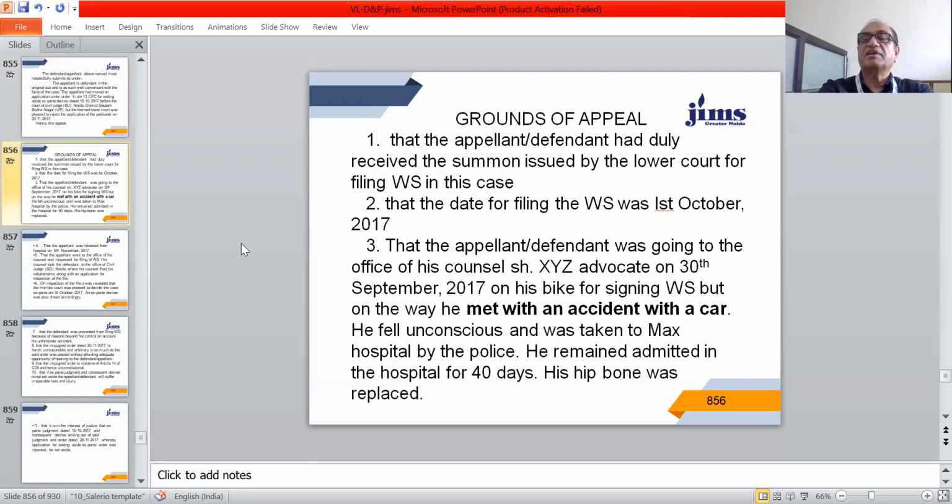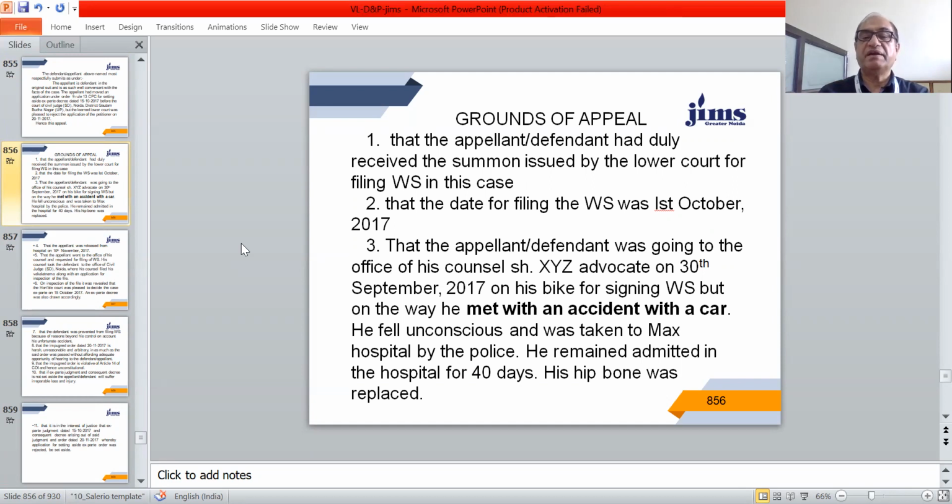Now you are supposed to draft the grounds of appeal by mentioning all those grounds in small paragraphs to be numbered consecutively. Para number 1 or ground of appeal number 1. That the appellant defendant had duly received the summons issued by the lower court for the filing of WS in this case. Para 2. That the date of filing of the WS was 1st October 2017. Para 3. That the appellant defendant was going to the office of his counsel, Shri XYZ Advocate, on 30th September 2017 on his bike for signing WS.